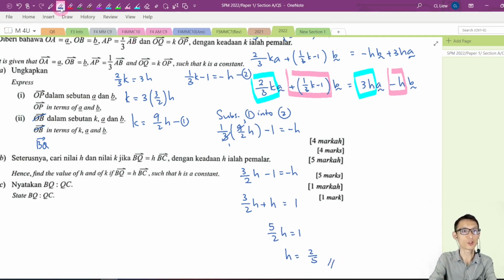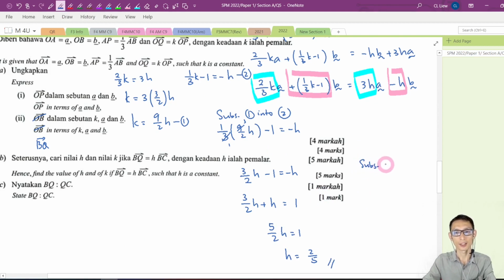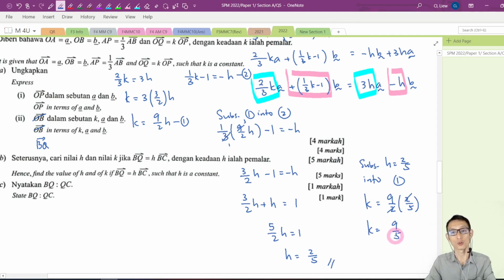Now, let me proceed to find the value of K. Substitute H is equal to 2 over 5 into which one? The first equation. So K is equal to 9 over 2H, so K is equal to 9 over 5. You can stop here. If you want to write one more step, you can change it to a mixed number, which is 1 and 5 over 4. Oh, sorry, 1 and 4 over 5.